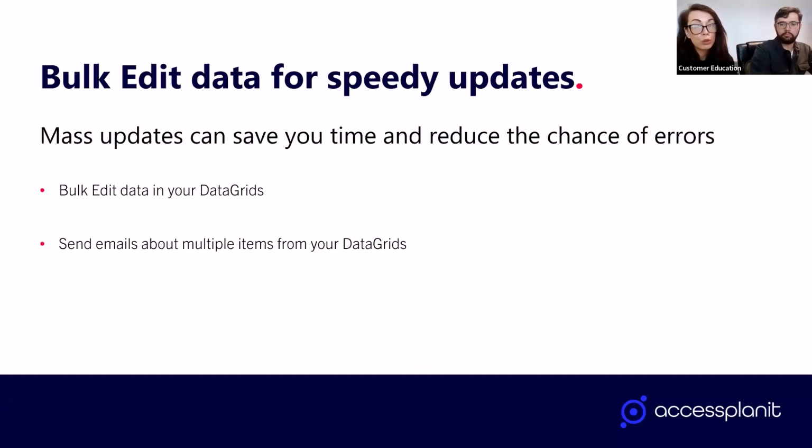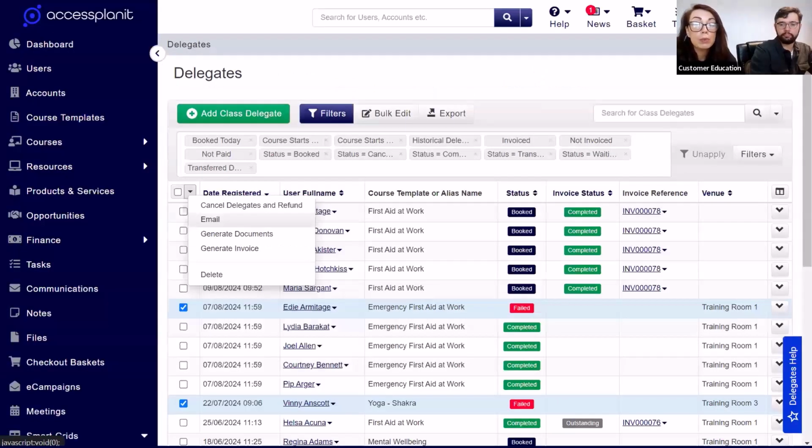In addition to the bulk edit options, there is also the mass action options available beside the select all options on some of your data grids. For example, you can send emails about multiple items. So if we wanted to send an email to delegates, you would head over to the delegates data grid, apply filters if you need to, select which delegates you'd like to email, and then use the mass action option to email. This will send them an ad hoc email.